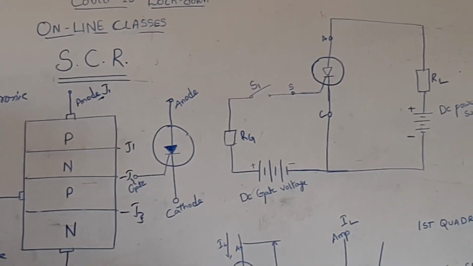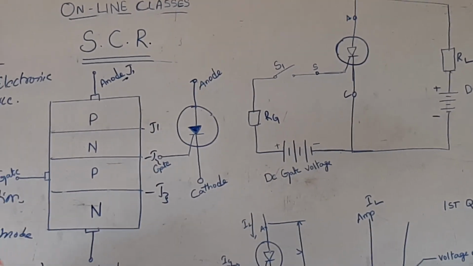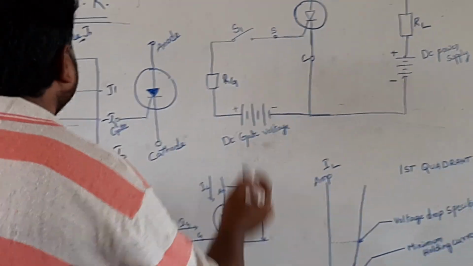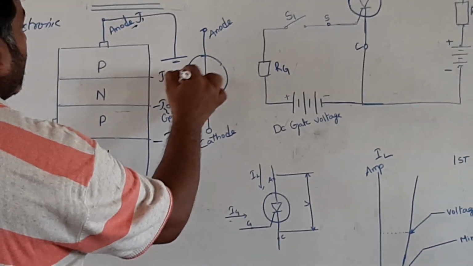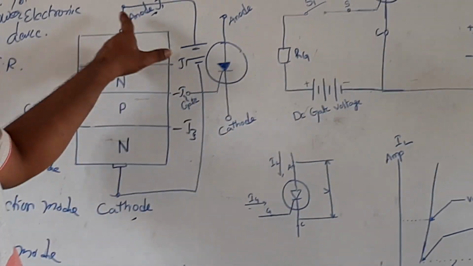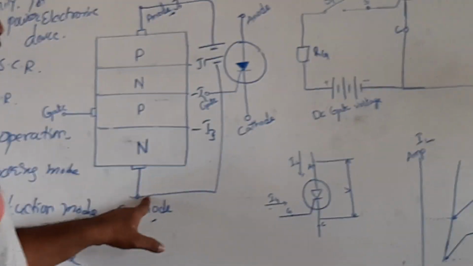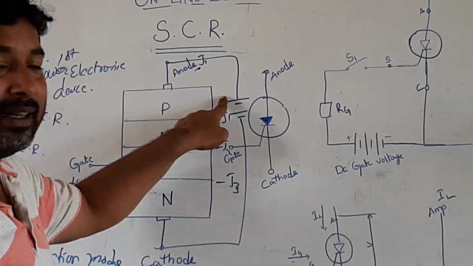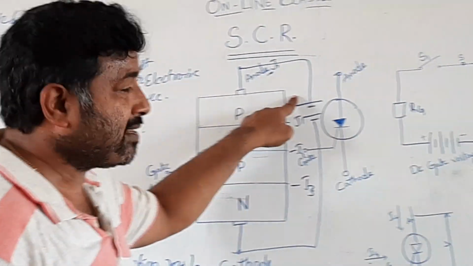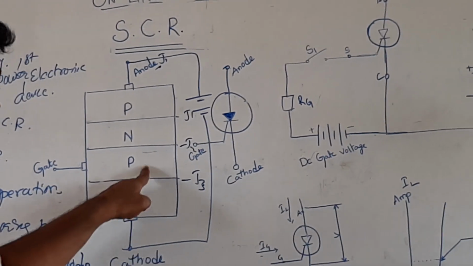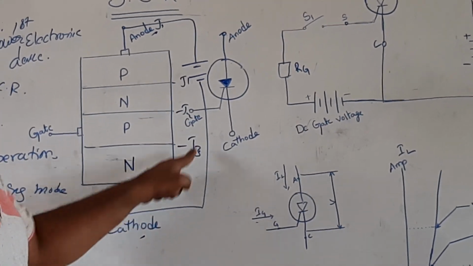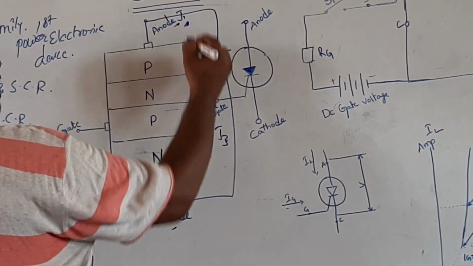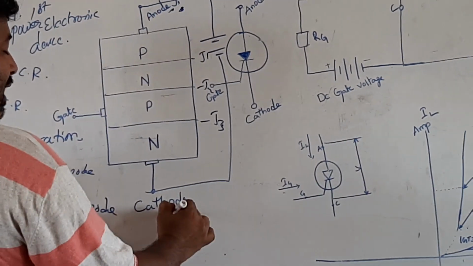What is meant by forward blocking mode? Forward blocking mode means connecting the anode to the battery's positive terminal and the cathode to the battery's negative terminal. Battery's positive terminal to anode and negative terminal to cathode. Consider junction J1, which is P, connected to the battery's positive terminal, so it is in forward bias. And junction J3, which is PN, is connected to the negative terminal, so it is in reverse bias. Anode is forward to cathode.